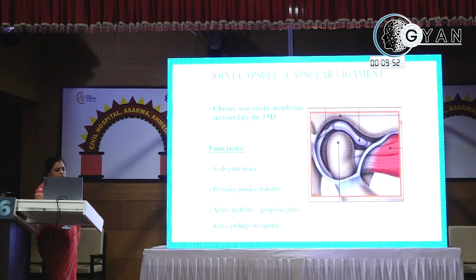So we go to the capsule, which is a non-elastic membrane surrounding the TMJ and sealing the joint space, and providing stability and proprioception in the capsule.